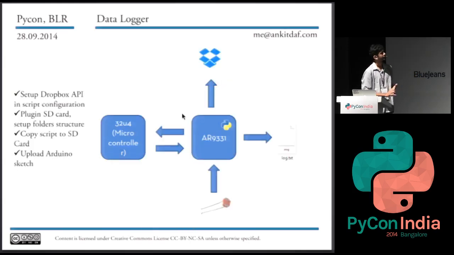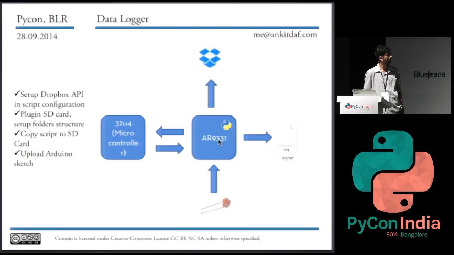So one thing you could do is, for example, set up a data logger which basically logs all your data to Dropbox. So how that system works, basically, is that there is this Linux controller, the ER9331, which is running Python. I have written a script for that. I will walk you through the code. This one, the microcontroller gets data from the sensor. It sends it to the ER9331.